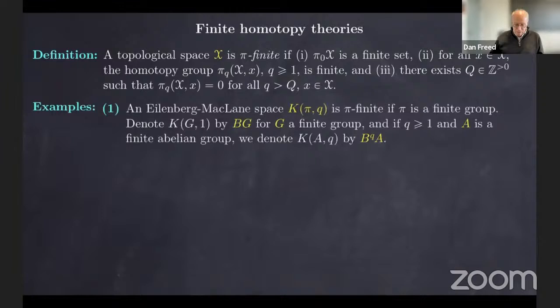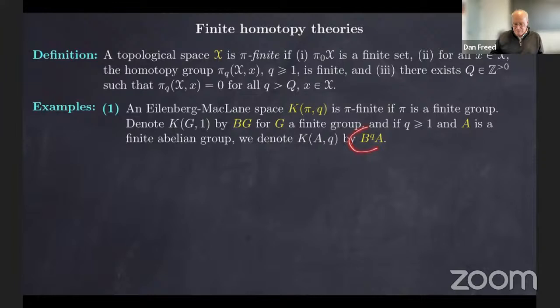So a first example is an Eilenberg-MacLane space, where we have any degree Q, but we have a finite group pi. So this would be relevant for what would be called a Q minus one pi symmetry, I guess. So pi has to be an abelian group if Q is bigger than one. And we'll use notation that emphasizes the kind of groups here. So when Q is one, the KG1 is really the classifying space of the group G, and when Q is larger than one, the group pi is abelian, we'll call it A. Let's say it's finite abelian to be a pi finite space. And this is the classifying space BQ minus one A.